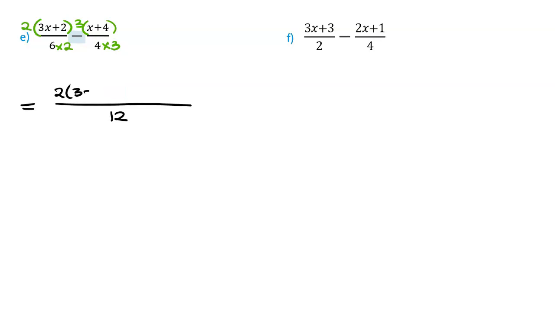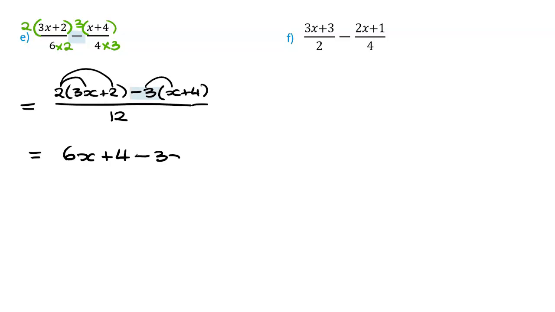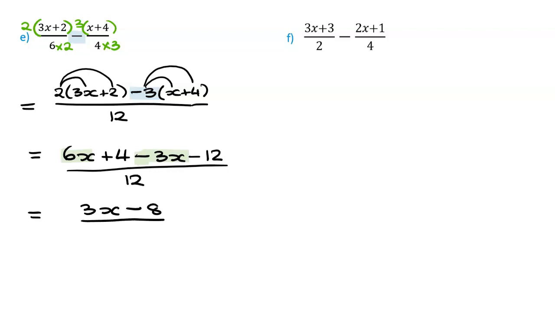We've got 2, and then in brackets 3x plus 2, minus 3 in brackets x plus 4. Now we'll expand. 6x minus 3x are our set of like terms here. Remember, don't forget that sign in front. So we're going to have 3x, and then 4 minus 12 is going to be negative, and then think 12 minus 4, well that's going to be 8, so 4 minus 12 will be negative 8 over 12. Remember, we can't cancel down anything with that 8 and that 12 now, because we don't have things separated by multiplied signs. Okay, next one.